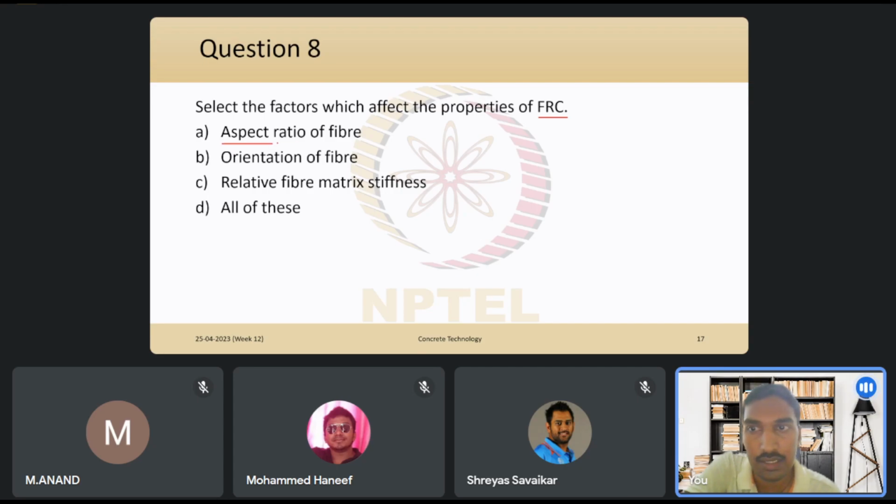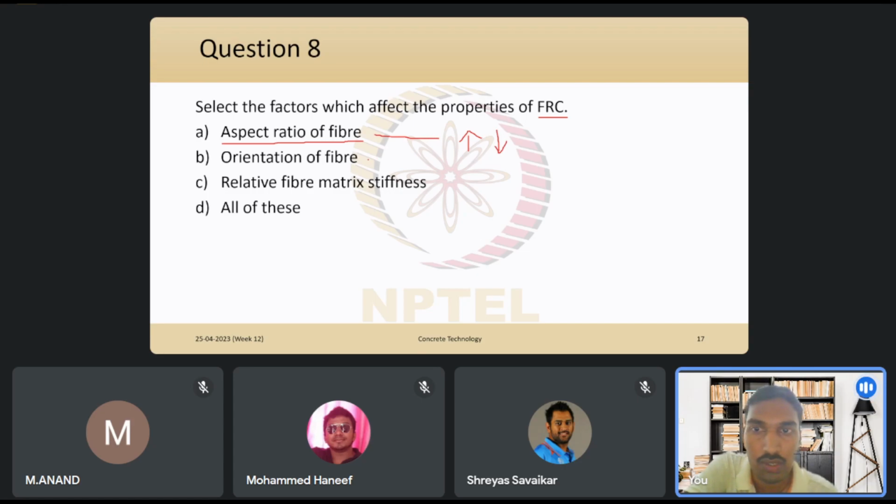We saw that aspect ratio does affect one of the properties, which is the workability. We saw what the relationship was: the higher your aspect ratio, the lower your workability. That is how your aspect ratio affects your workability.